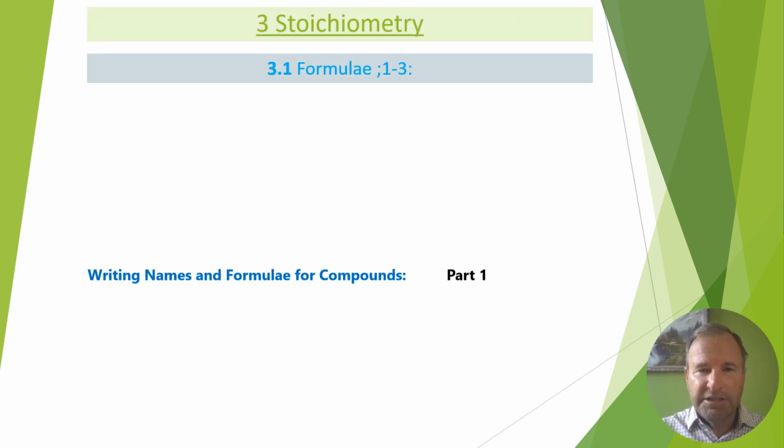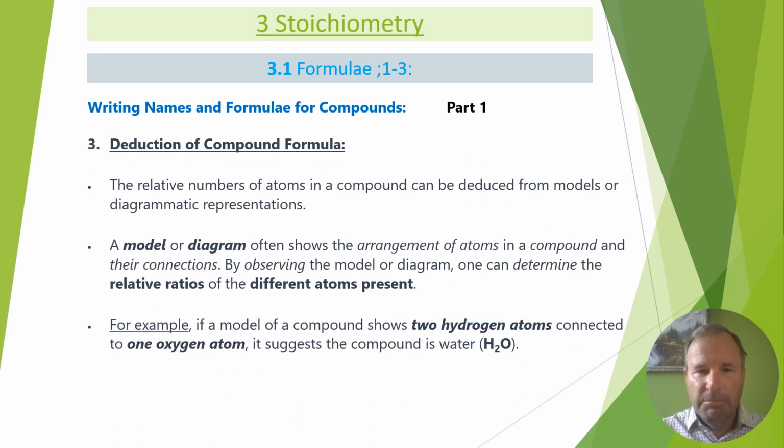Now we're going to be looking at the deduction of a compound formula. They can be deduced from diagrams, models, or diagrammatic representation. So here's a model that shows the arrangements of a compound, looking at different forms, either the ball and stick method or the two-dimensional method. For example, we're looking at examples relating to the covalent molecular compound of water. You've got H2O here.